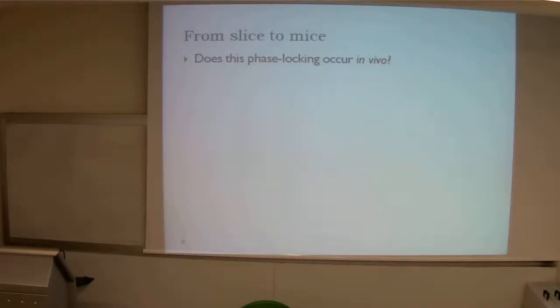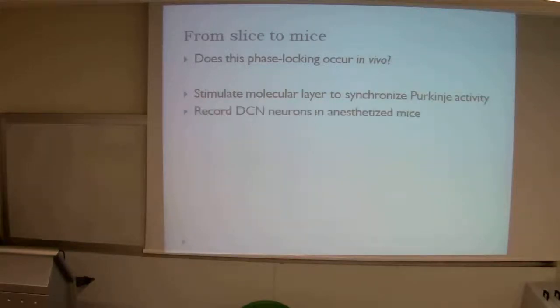So now, the previous was all in vitro, and now we're going to look and see if this happens in an actual live animal. So we're going to stimulate the molecular layer, which is the top of the 3 layers in the cerebellum. And we're going to do that in order to synchronize the Purkinje cell activity. And we're going to record the DCN neurons in anesthetized mice.